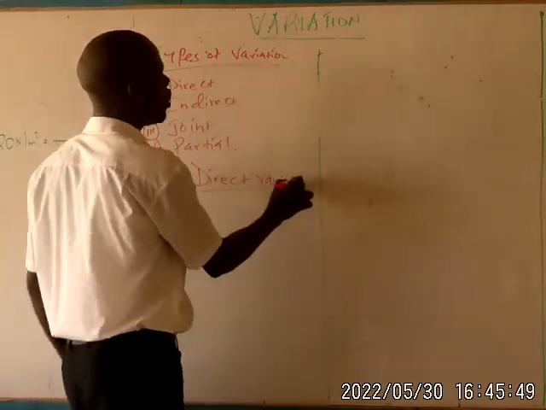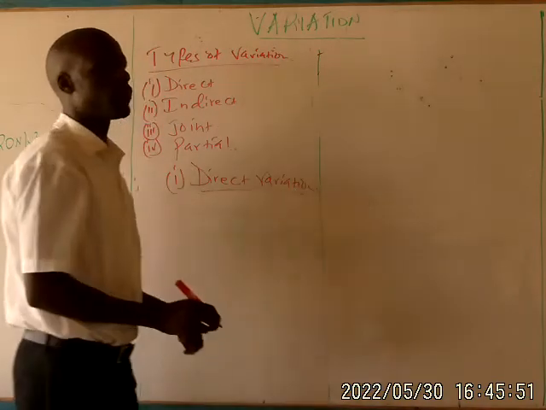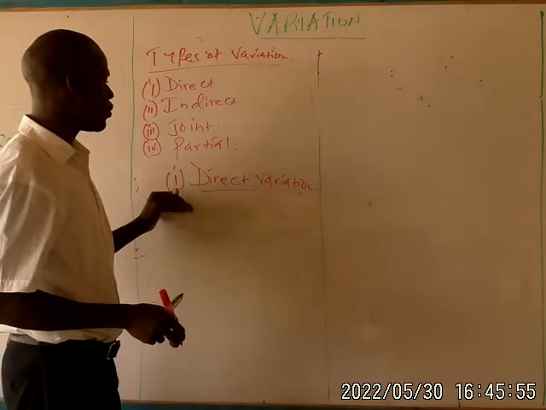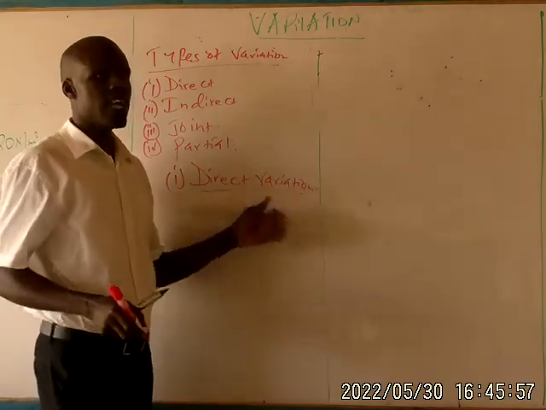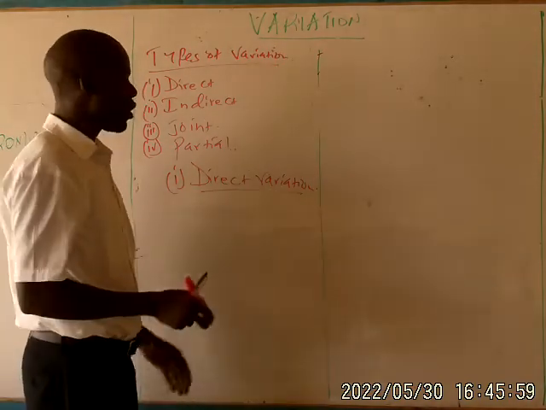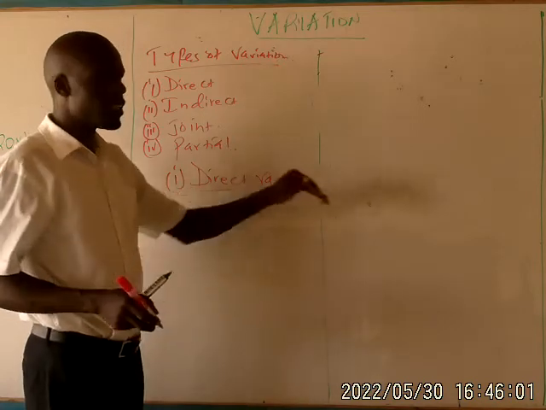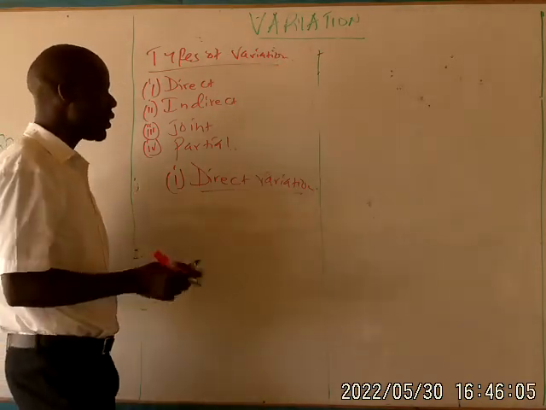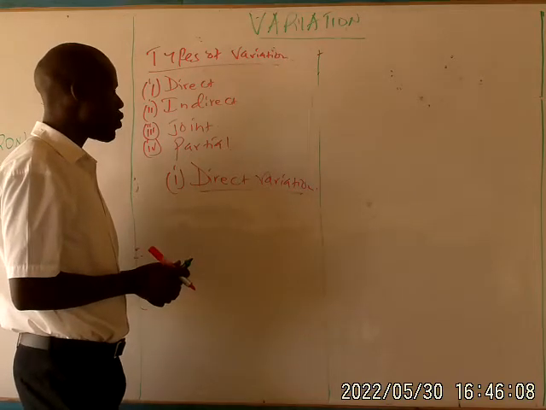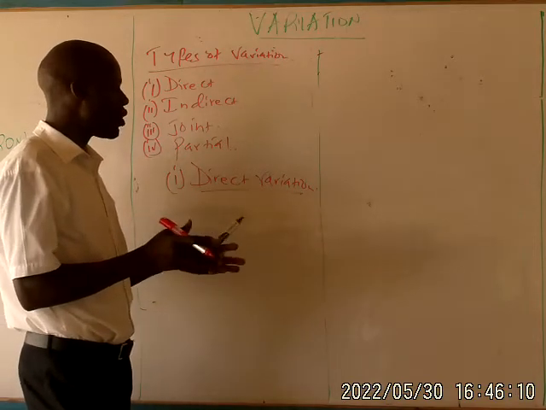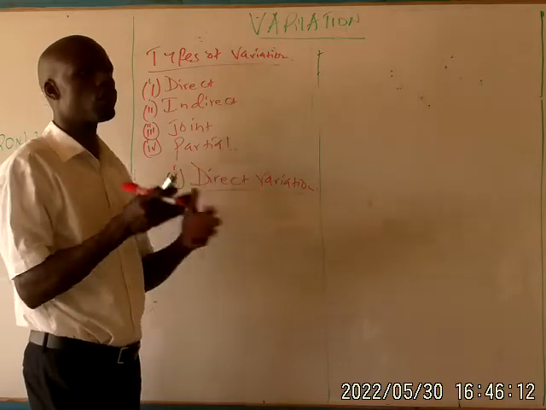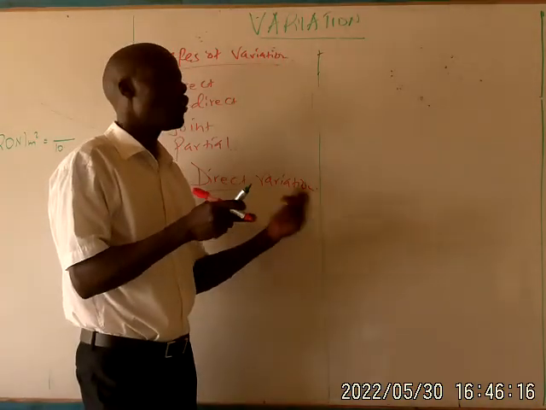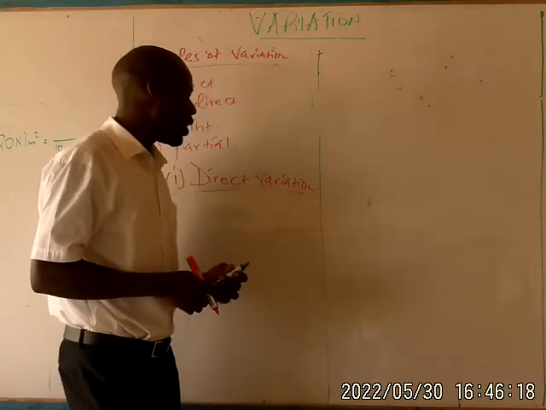Direct variation. What do we mean by direct variation? A direct variation is where, when one value increases, the other one increases also, or when one value decreases, the other one decreases. So we need to write an equation under direct variation so we are able to know, if this value is decreasing, what will be the effect on the other value.